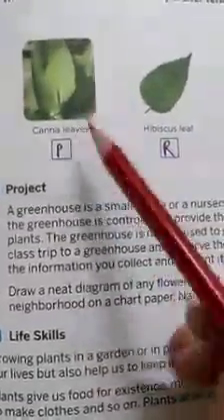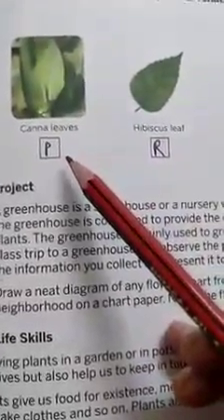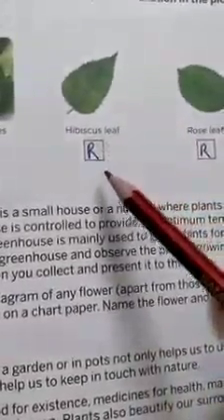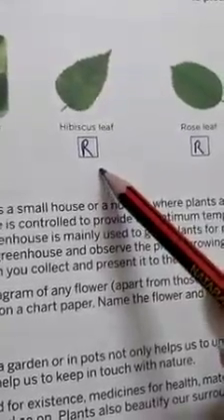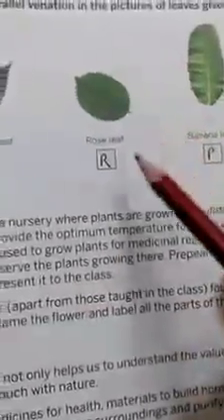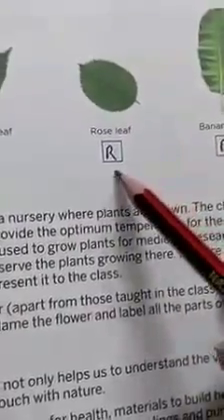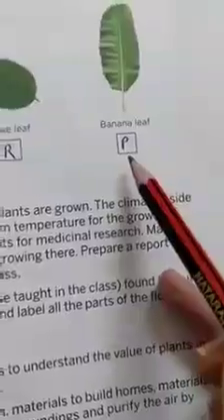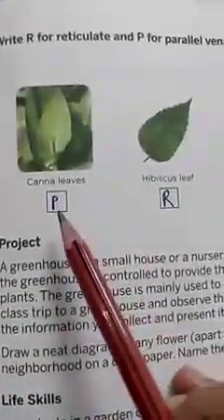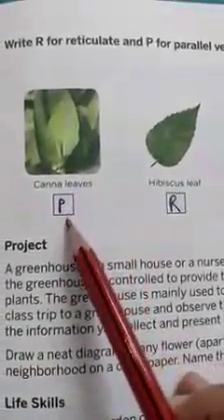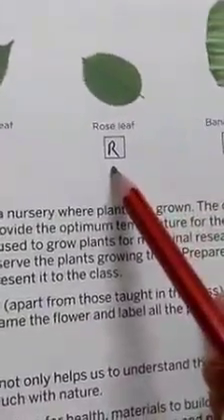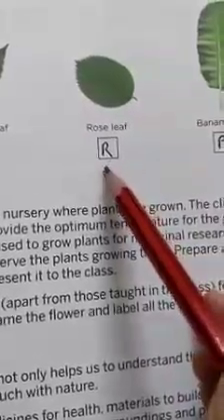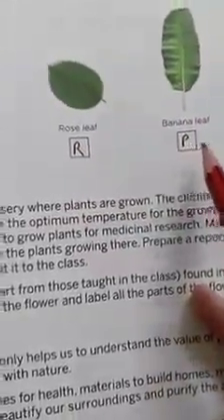Dear students, canna leaf is parallel venation, hibiscus leaves reticulate venation, rose leaf reticulate, so write R. Banyan leaves, write P here because it is parallel venation. So dear students, here canna leaves P, hibiscus write R, in rose write R for reticulate and P for parallel venation. Now come to the project, dear students.